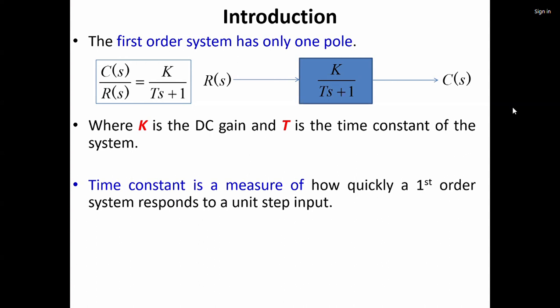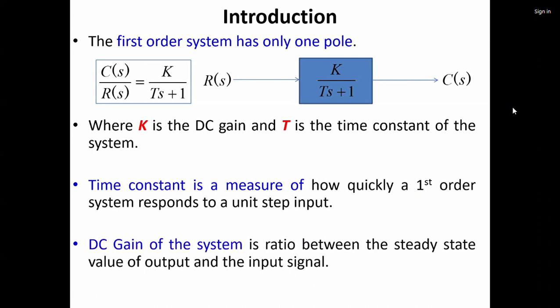So this time constant T is actually a measure of how quickly a first order system would respond to the input. Okay, so as the input changes, how quickly the output would respond to the input, that is characterized by the time constant. The gain of the system is basically the ratio of the output to the input signal. Okay, so if the gain is high, then the output is going to be higher than the input, and if it is low, it will be lower than the input signal.